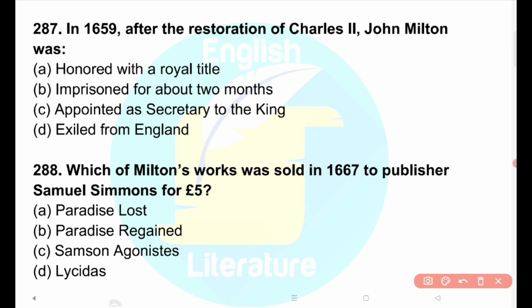Which of Milton's works was sold in 1667 to publisher Samuel Simmons for 5 pounds? Option A, Paradise Lost.